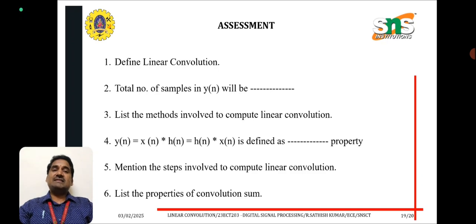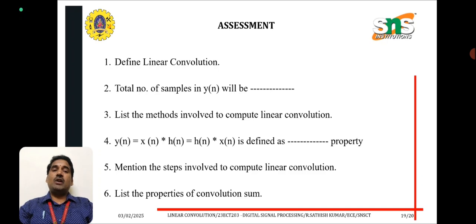List the methods involved to compute linear convolution. There are 4 methods involved to compute linear convolution: first the definition method, graphical method, multiplication method, and tabulation method. y of n equal to x of n into h of n, and h of n into x of n, is defined as the commutative property.